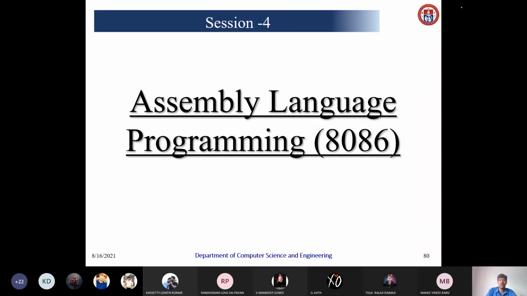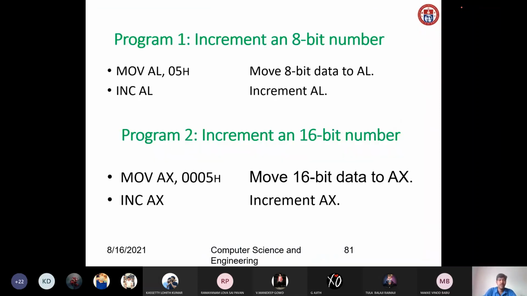Okay, this is an important topic, and we will see the programs, one by one. So the first program is how to increment an 8-bit number.